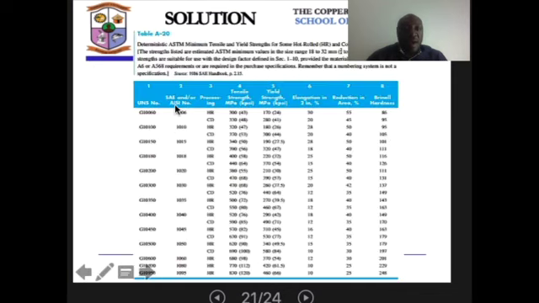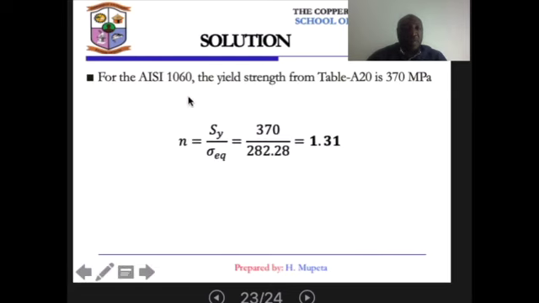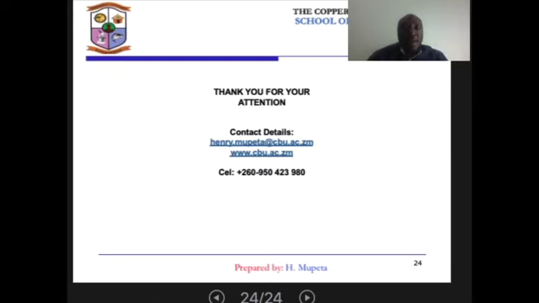Then you go back to table A20 to get the yield strength of the material. The material is AISI 1060, and the yield strength is 370, and so you're going to get the factor of safety as the yield strength divided by this value that we've gotten here as the equivalent stress, and so the factor of safety becomes 370 divided by 282.28. All these are in megapascals, and so the factor of safety becomes 1.31.